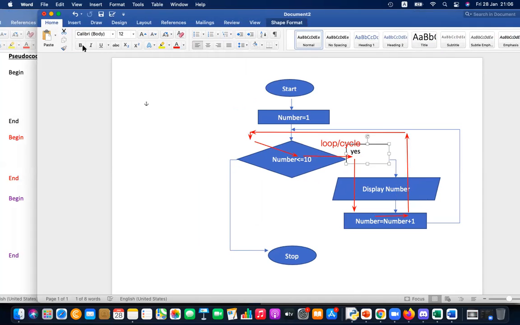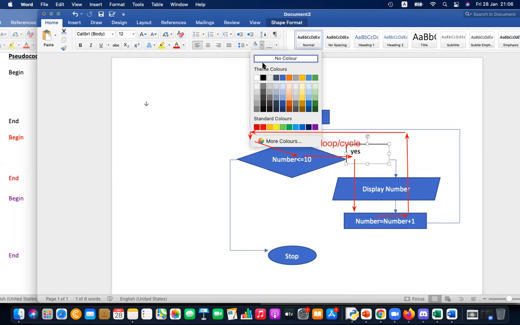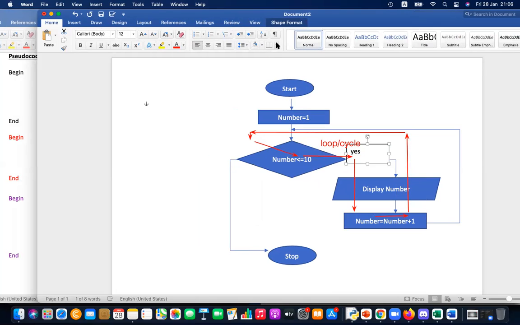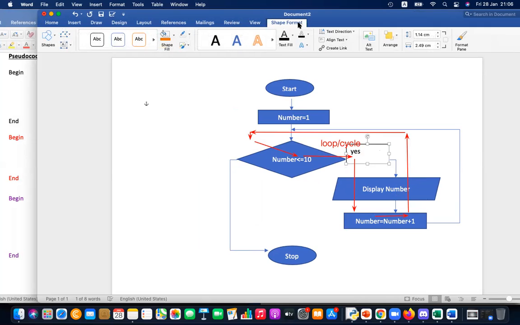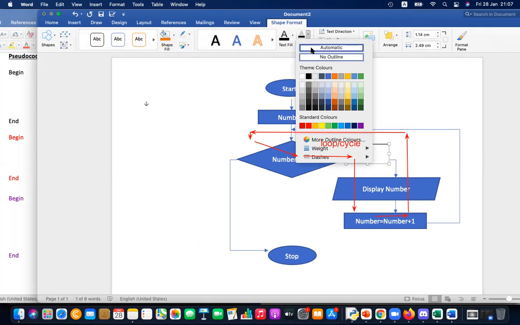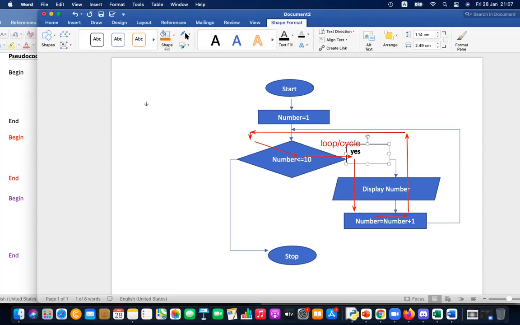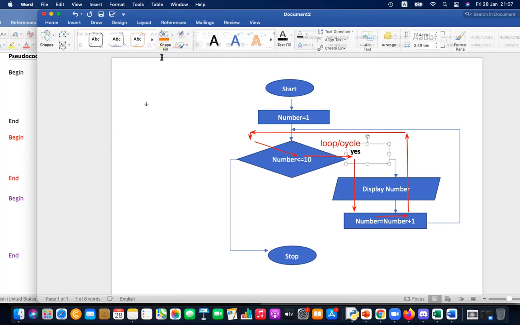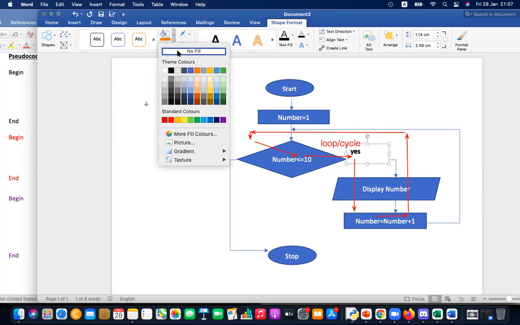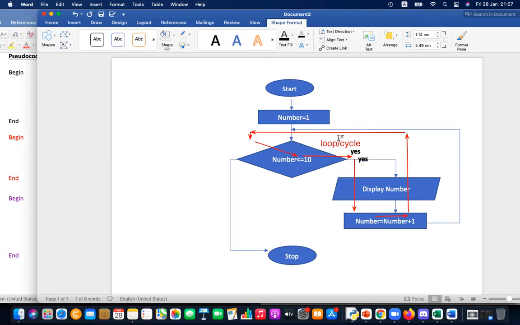And I'm filling no color. And yes, no outline to the text outline. This is the text shape outline, no outline. Okay, the yes side, and shape fill also no fill. Yes and no sides here.